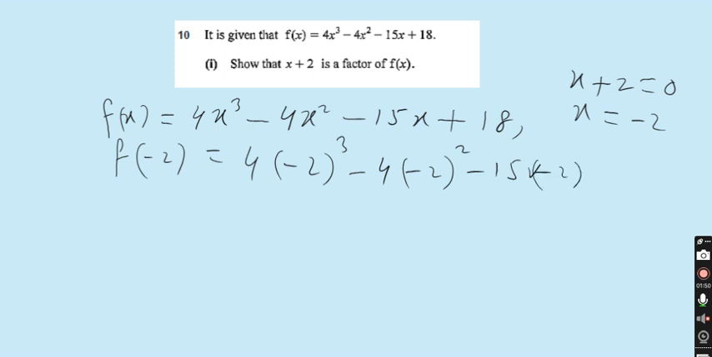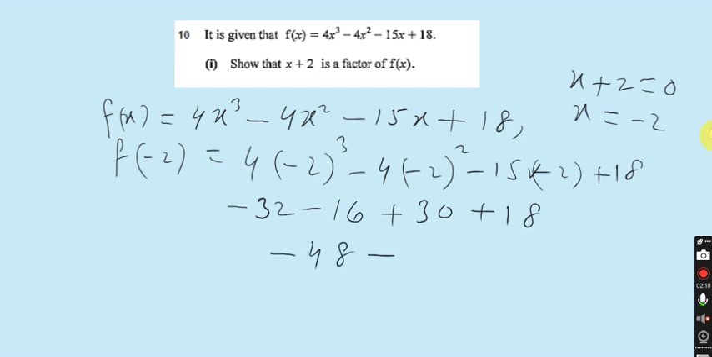So minus 2 cubed into 4 is minus 32. Minus 2 squared into 4 is minus 16. Minus 15 into minus 2 is plus 30, and plus 18. So 32 and 16 is negative 48, and 30 plus 18 is positive 48. Answer is 0. Shown. It is proved that x plus 2 is a factor.